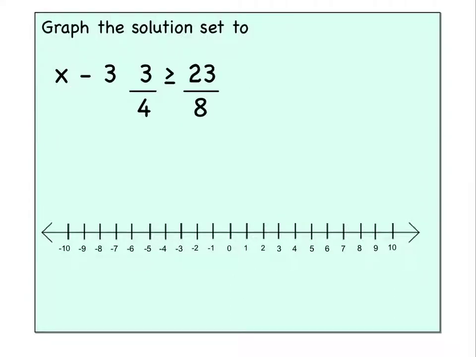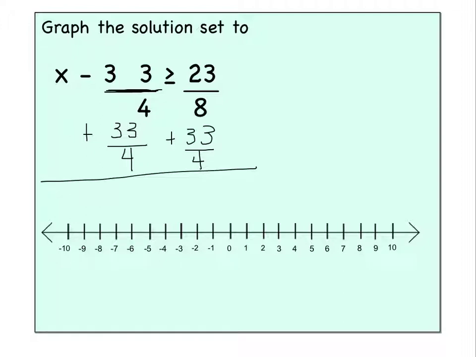Here, it's kind of hard to see this. This is 33/4. Not sure why there's such a big space. So what we would have to do is add 33/4 to each side. Over here, it's going to cancel out. We get x is greater than or equal to. Now, our denominators are not the same. So I'm going to make this 66/8. 66 plus 23 is going to give us 89/8.